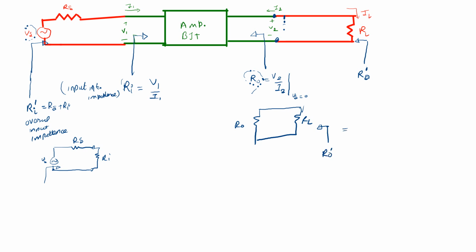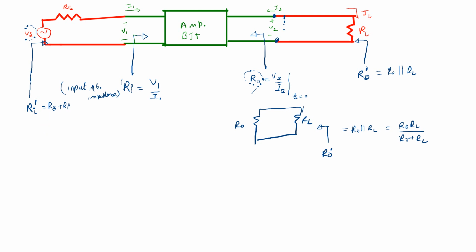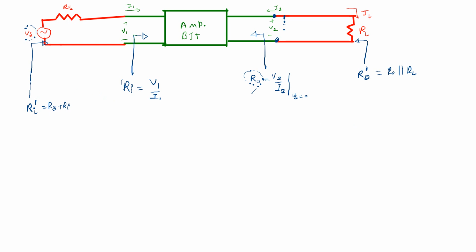What is the R naught dash? Both resistances are in parallel, so you can say the R naught will be parallel with the RL. You can also write here R naught RL over R naught plus RL. So we are clear about how you will calculate this R naught dash. You can write like this, the R naught and this the RL is parallel. Now we have calculated the 4 different things. Okay, 4 different things we got here. So we need to erase this part.